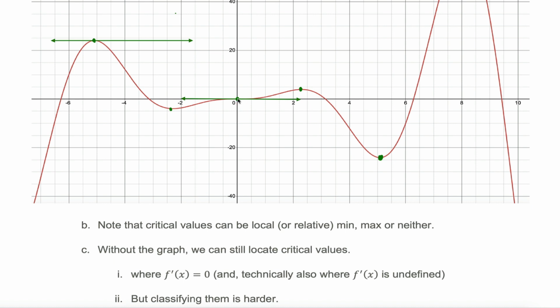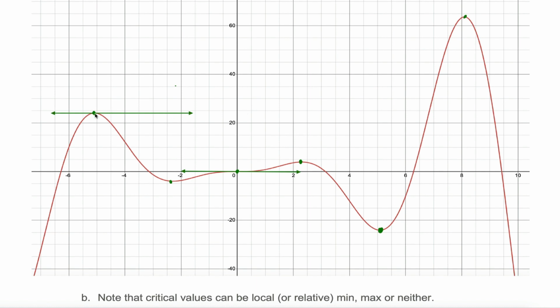But critical values like this one that was kind of tricky is neither a local minimum nor a local maximum, because if you go a little bit to the right, you're higher than this point. And if you go a little bit to the left, you're lower than this point. On this specific graph, we have local maxima at this point between -4 and -6, at this point a little bit greater than 2, and at this point a tiny bit greater than 8. And we have local minima at this point between -2 and -4, and at this point between 4 and 6. And the critical value at 0 is neither a local minimum nor a local maximum.